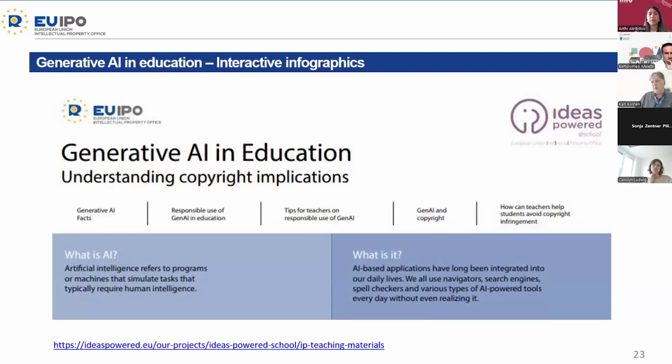For teachers, at EUIPO, we have created resources in several languages. At this moment, we have English, French, and German on our Ideas-powered website, where you can get interactive infographics on how to use generative AI in education from the copyright point of view. I warmly recommend it. It's quite a fun resource.